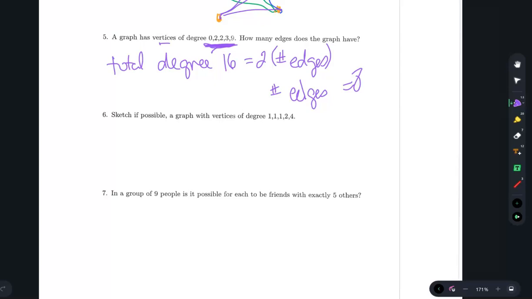So can we have a graph that has these degrees? If I add these up, that gives me a total degree of 9, and that doesn't work, right? Can't have an odd total degree.